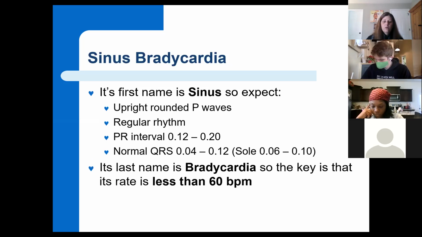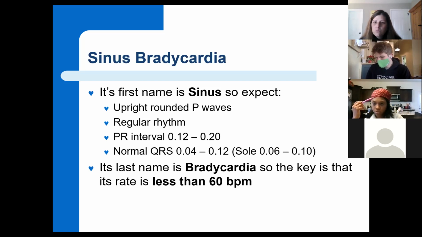So the first one I had there on that last slide was sinus bradycardia. Again, its first name is sinus, so we expect that the P waves are going to be upright and rounded because we know it came from the atria. It came from the SA node. Regular rhythm, the PR interval is going to be 0.12 to 0.20. Your P to P and your R to Rs are going to be regular. You'll have a normal QRS measuring 0.04 to 0.12.